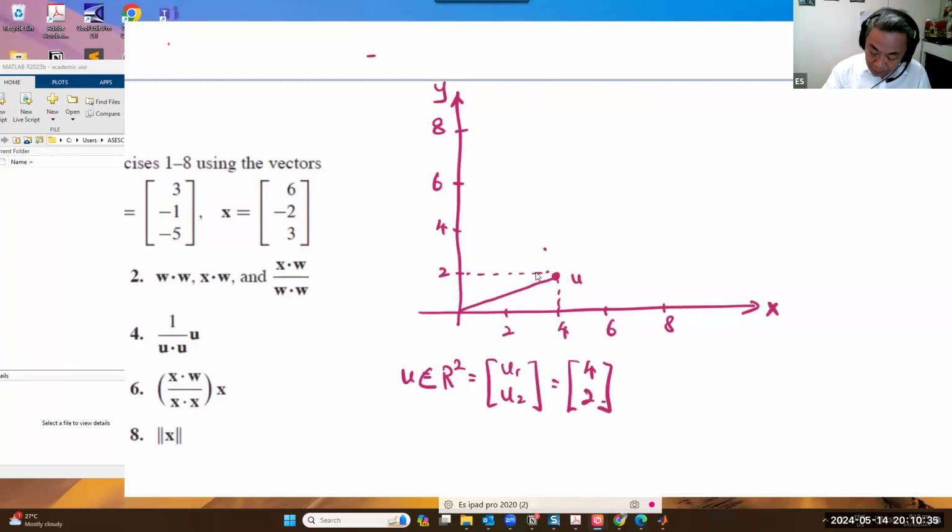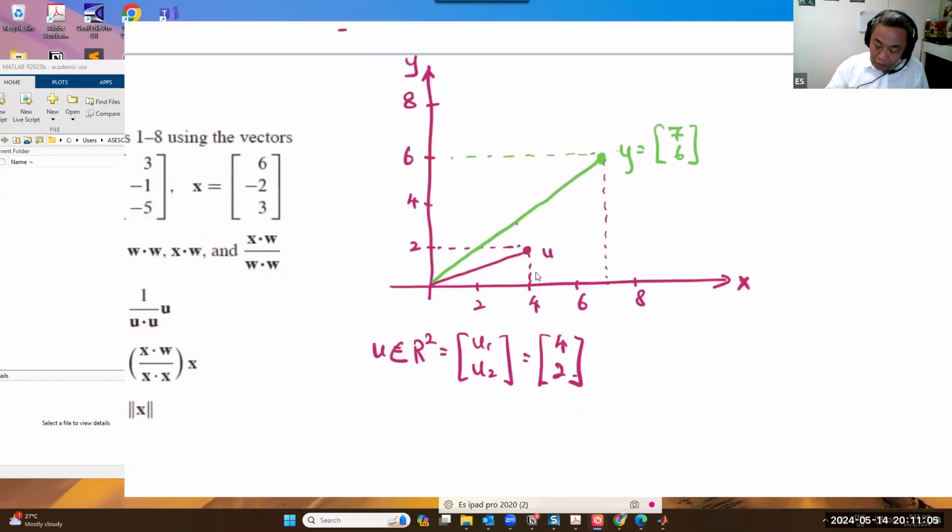What about this guy? Okay, I have V. Y. Okay, let's change. Y equals, guys, what's the answer? 7, 6. Very nice. 7 along the horizontal axis, 6 along the vertical. And now the question is projection.